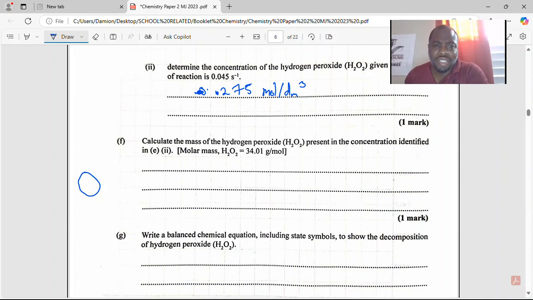The next question says calculate the mass of hydrogen peroxide present in the concentration identified in E2. And they said that the molar mass. Again, guys, if CXC gives you this, and when you finish, you don't use this, then something is wrong, because there's a reason why they're giving it to you.